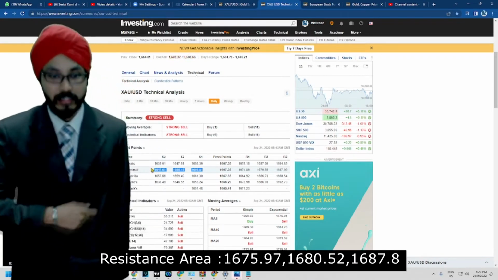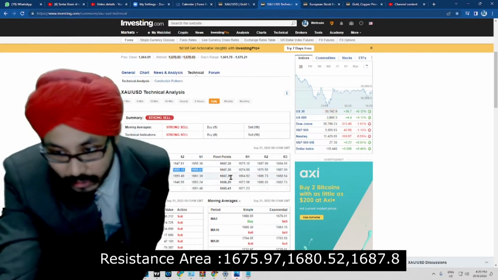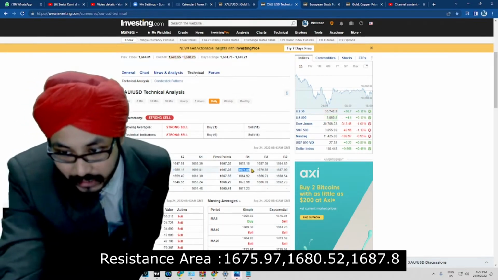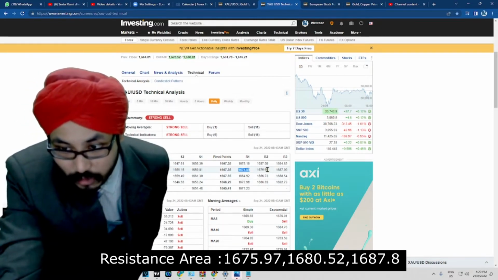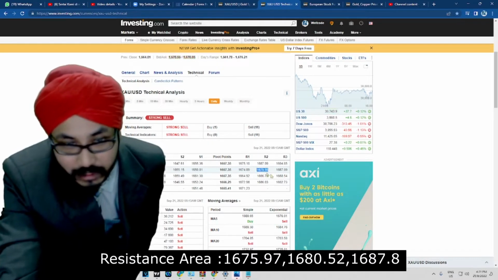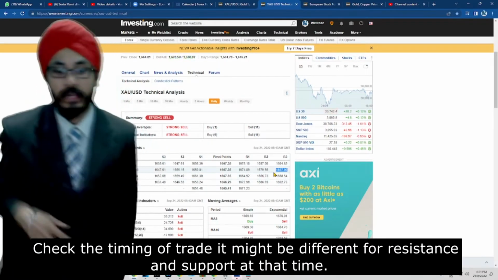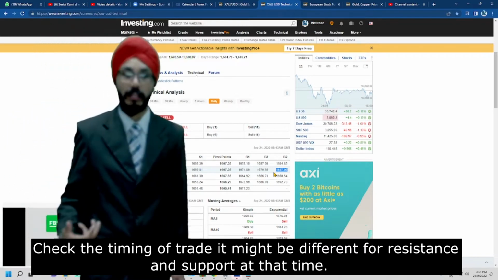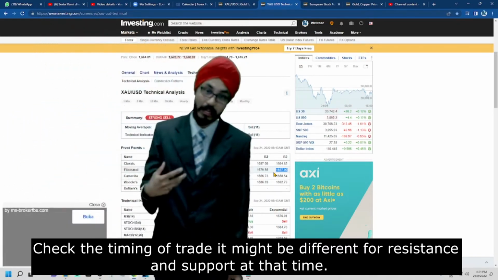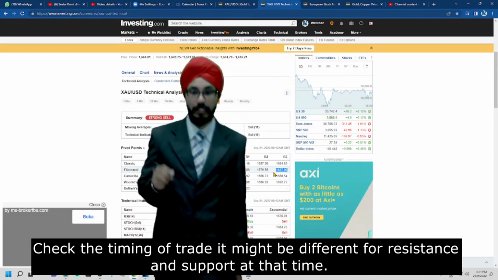And for resistance 1 we have 1674.89, for resistance 2 we have 1679.55, and for resistance 3 we have 1687.09. As we could see, this is the support point and this is the resistance point that we're looking at based on the Fibonacci.